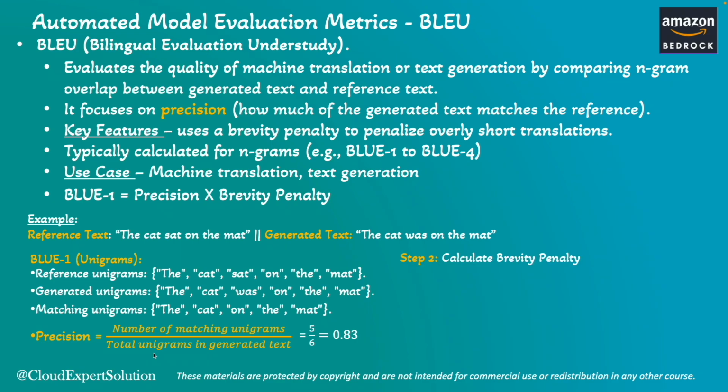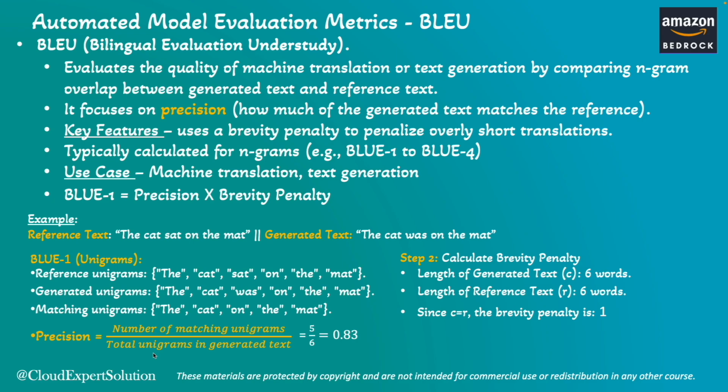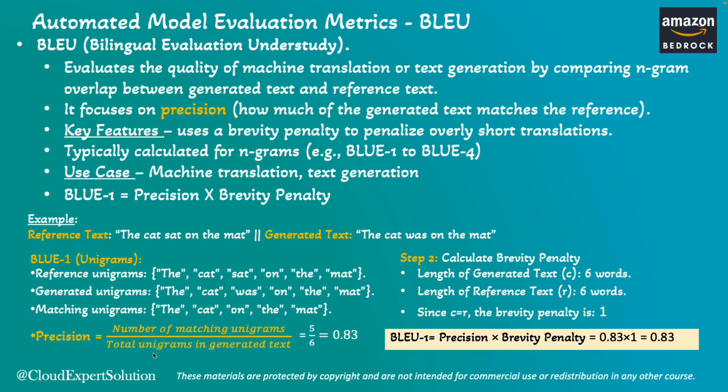Now the second step, step 2, is to calculate the brevity penalty. For brevity penalty, there are two things: one is the length of the generated text, that is 6 words, and the other is the reference text, again 6 words. Since in this case the generated text and the reference text are the same length, the brevity penalty is 1. And now to calculate BLEU1, we need to multiply precision with brevity penalty, which for our use case is 0.83.